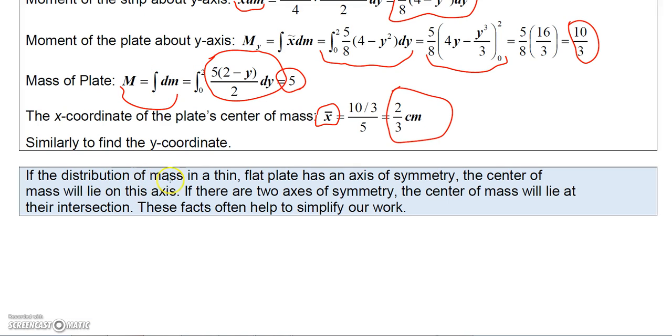Now if the distribution of the mass in a thin flat plate has an axis of symmetry, then the center of mass will lie on that particular axis. If there are two axes of symmetry, the center of mass will lie at their intersection. And so these facts will often help us to simplify our work.